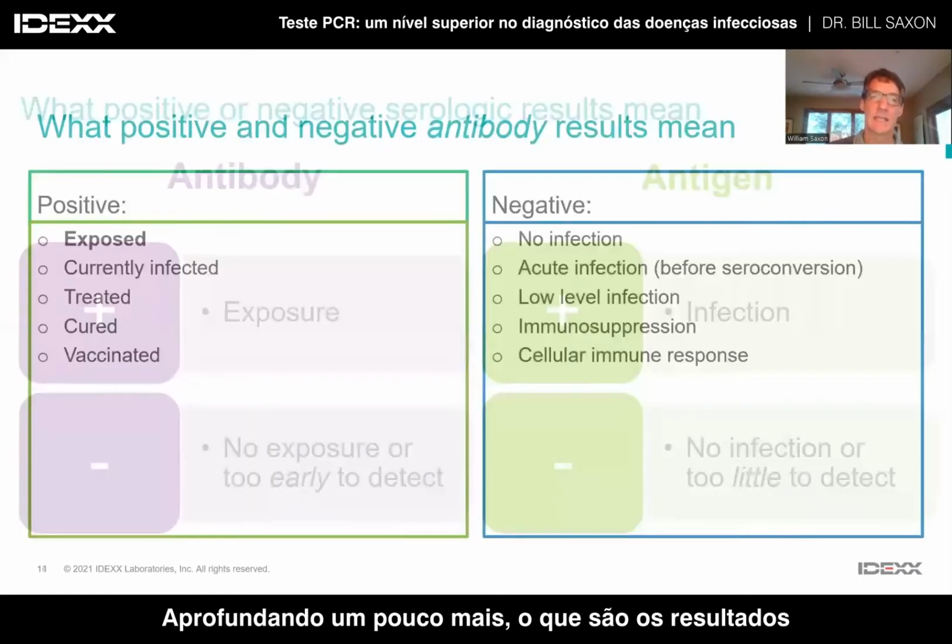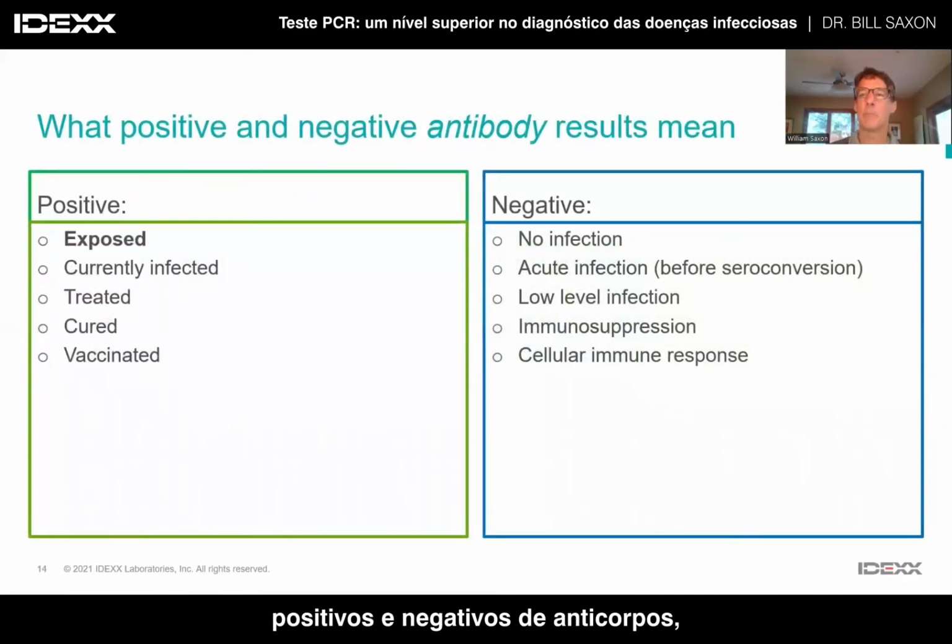Okay, so digging a little deeper into what positive and negative antibody results mean, because this is important. And this is one area where PCR testing can eliminate some confusion, as we'll get to. Again, all you can say with certainty when you have a positive antibody test is that the animal has been exposed to the organism you're testing for.